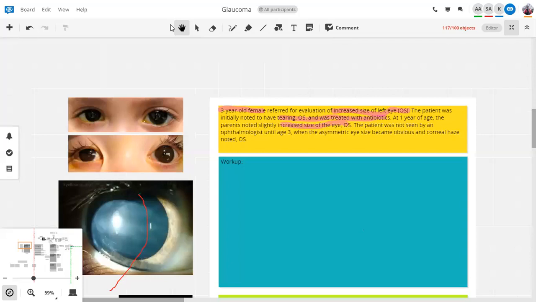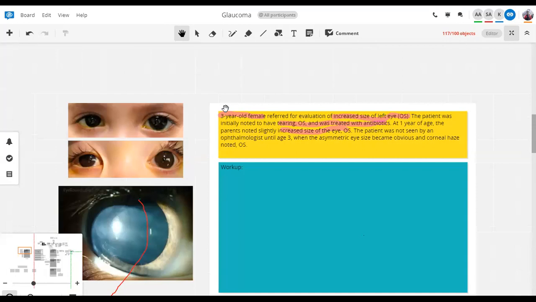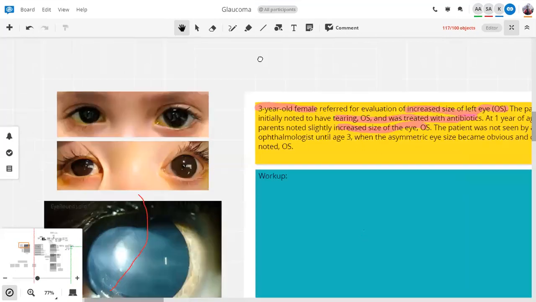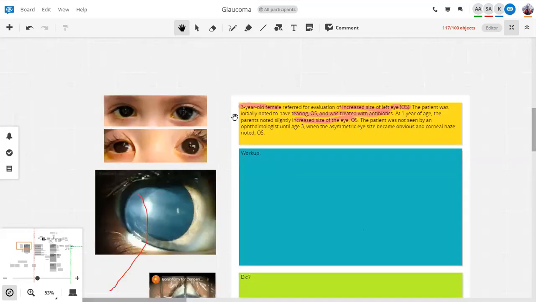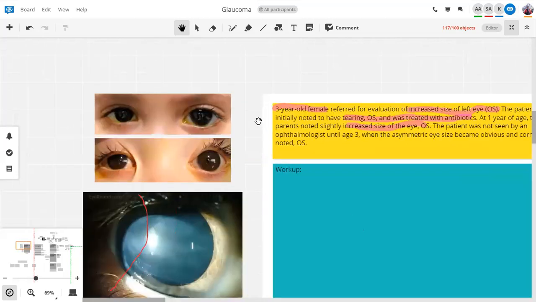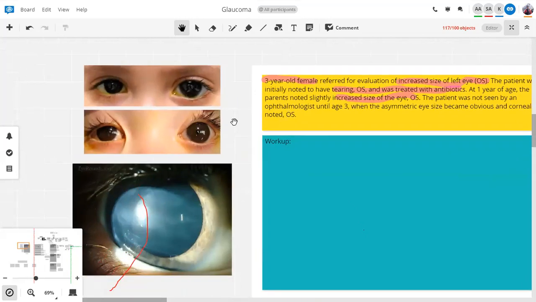Now somebody may ask, what is OS? Primary infantile glaucoma. Yes, you have your diagnosis, but why? So the first thing is, what does OS mean? Does anyone know what OS stands for? OS. Abbreviations are the language of the ophthalmologist's eyes. So OS is used for left eye, it's oculus sinister. OD is used for right eye.